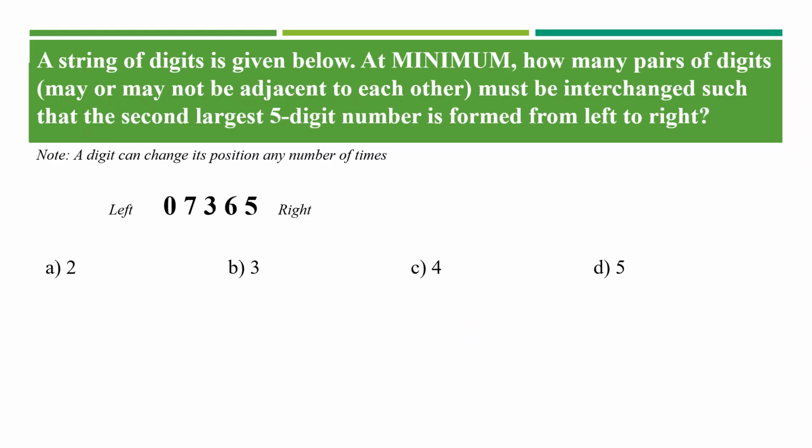Great. Here we have the next question. A string of digits is given below. At minimum, how many pairs of digits, which may or may not be adjacent to each other, must be interchanged? I guess we need to swap the positions of the numbers such that the second largest 5-digit number is formed from left to right. They have mentioned left, right. So the question is the second largest 5-digit number.